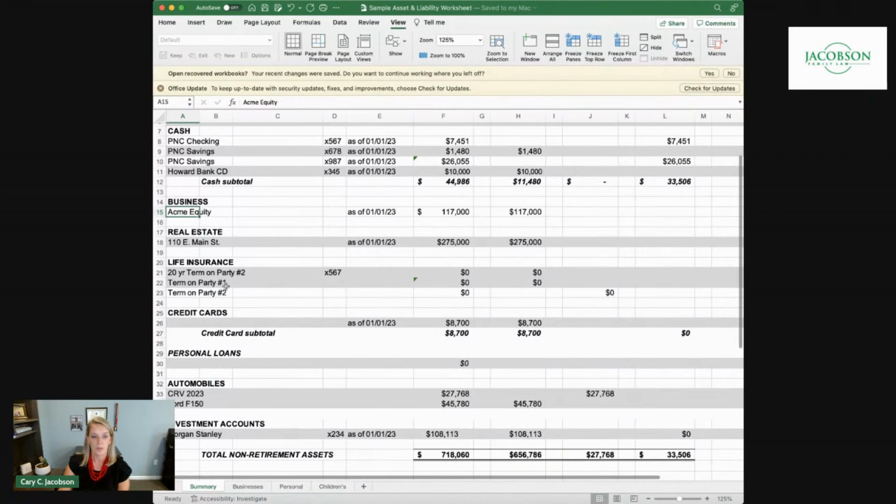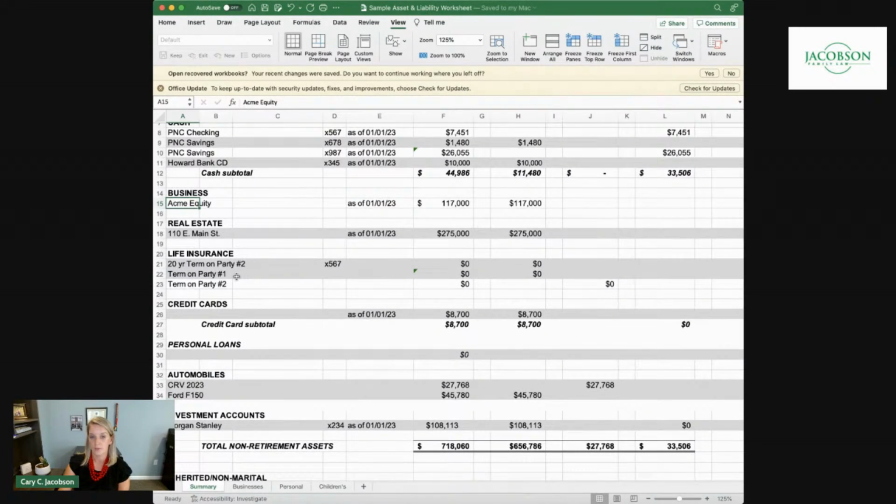We also have here that the parties have different life insurance policies. These are all term life insurance policies, so they do not reflect a value. If you have whole life insurance policies, it is possible that your life insurance policies will have a value, and that would be reflected.